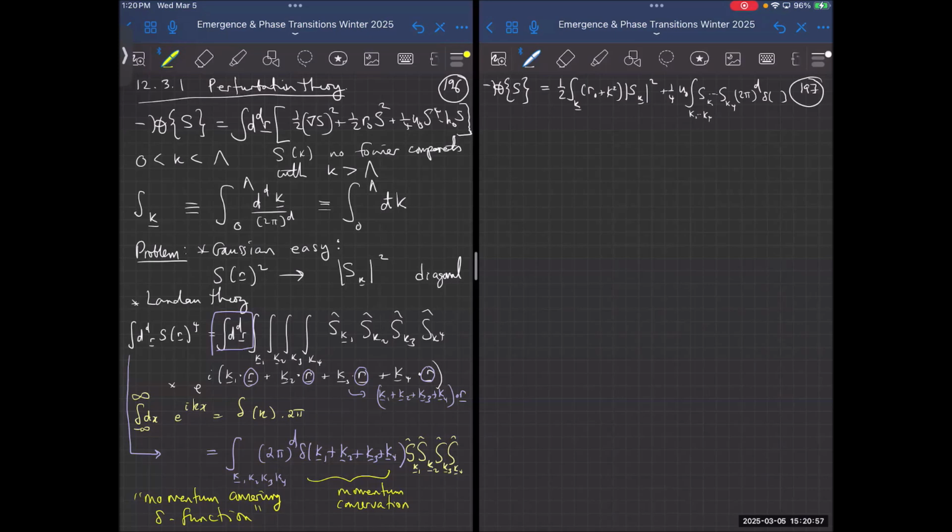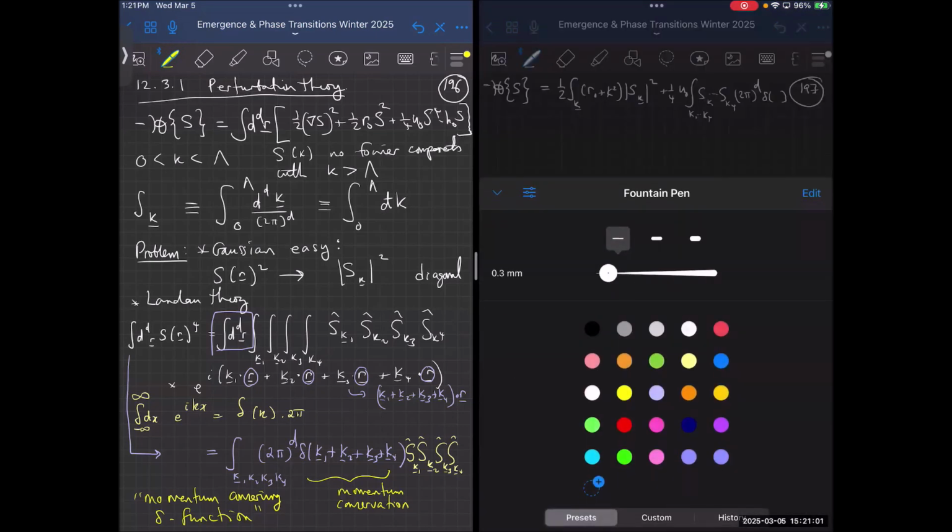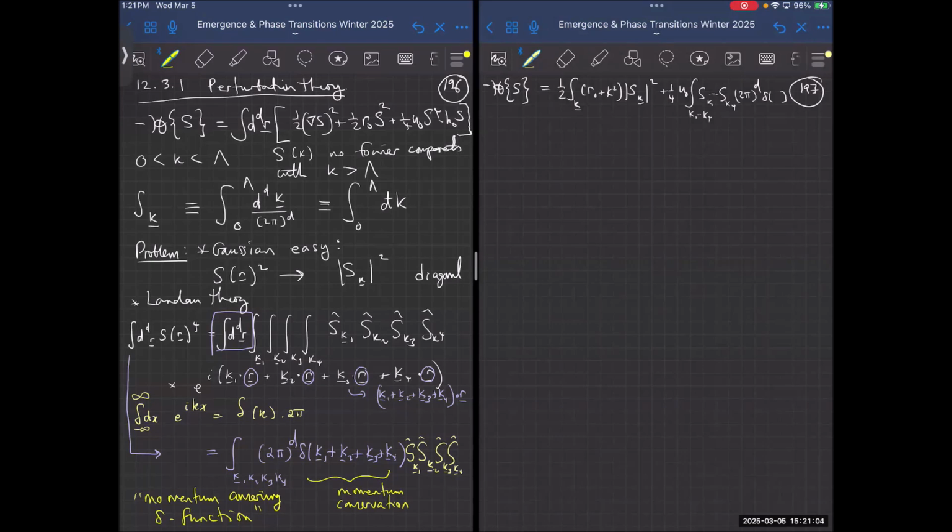Okay, so now what's the next step? The next step is exactly what we have seen before with the Gaussian model. We now decompose our spin degrees of freedom. So our next step is we take the spin variable, and we're going to write it as S prime of k plus sigma of k, where this one is long wavelength and this one is short wavelength.